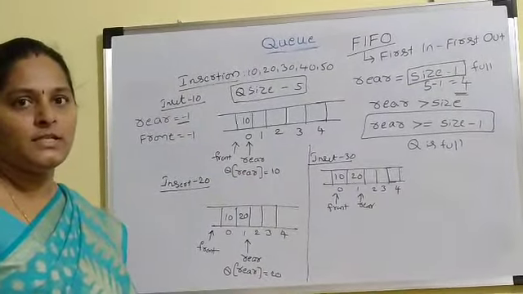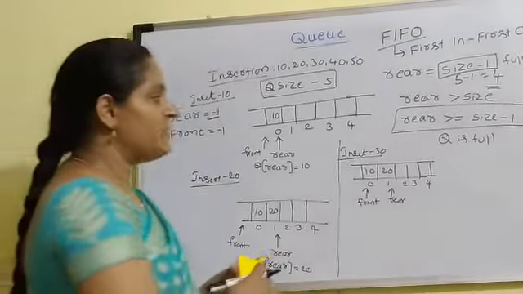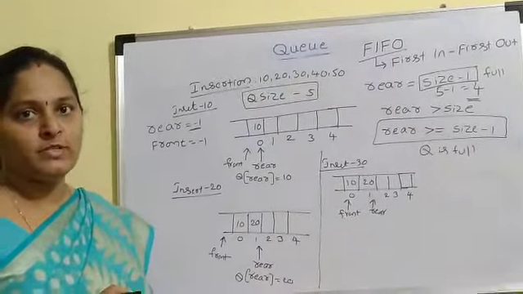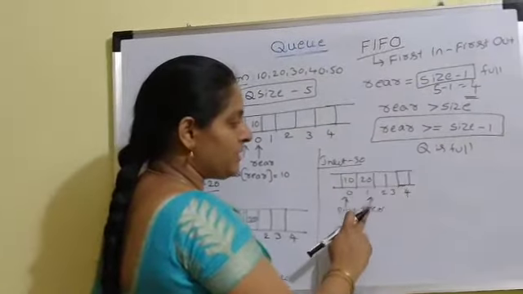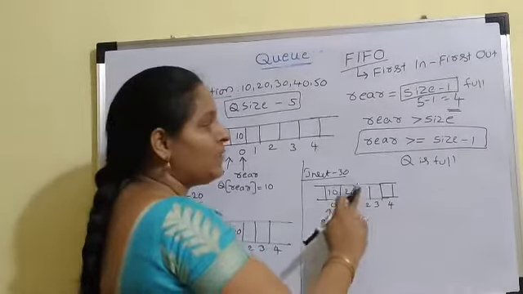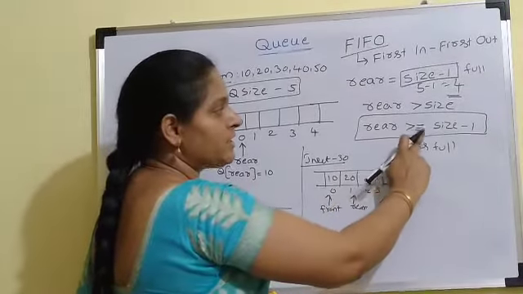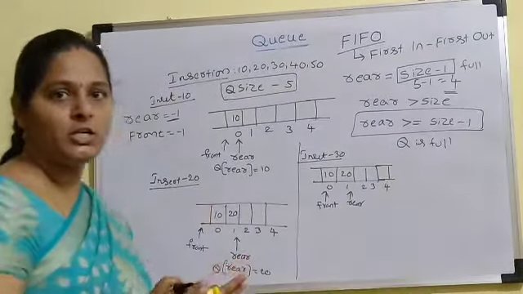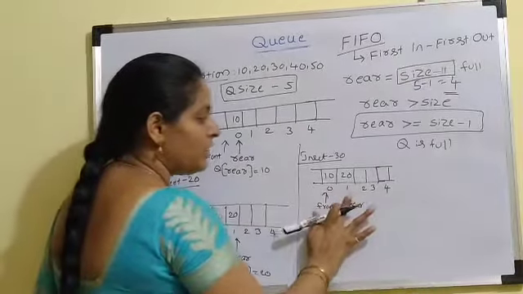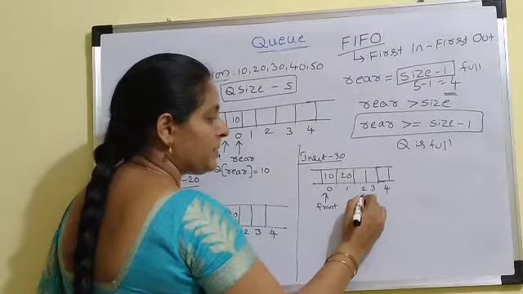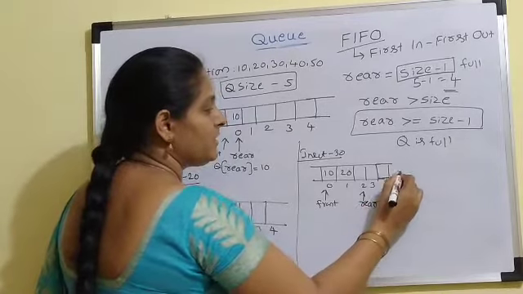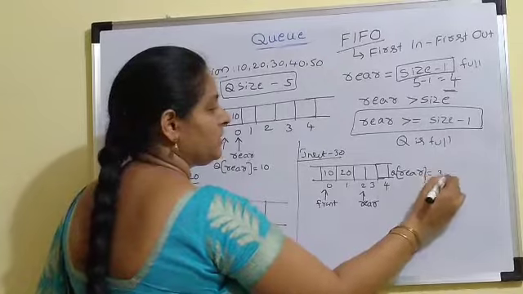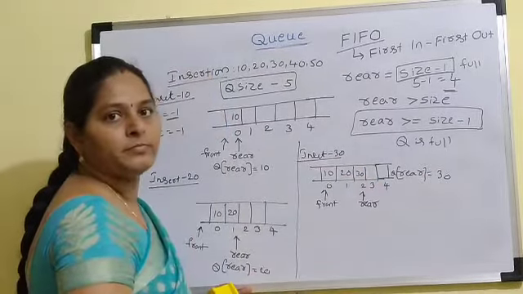Okay. Now if you want to insert 30, where to insert 30? In the next available location, right? So before inserting 30, we need to verify whether the queue is full or not. Here the rear pointer is pointing at index 1. When the queue becomes full, the rear pointer is greater than or equal to size minus 1. But here the condition failed. That means the queue is not full. So if the queue is not full, increment the rear pointer by 1. Then insert the element at the rear position. Queue of rear position, 30. So here 30 will be inserted.